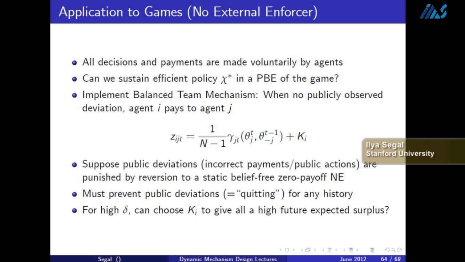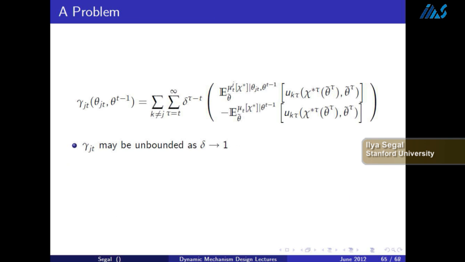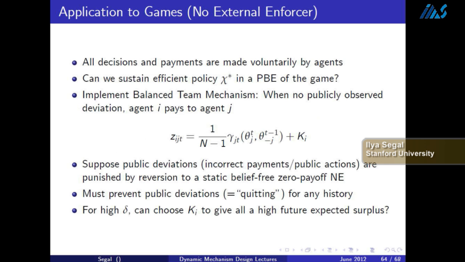And the question is, can you do it? Well, you can do it if you can make sure that, of course, you want agents to be patient so that the gains of future cooperation are high enough to induce them not to deviate. And you can play with this constant ki so that you can spread these gains, so that you make sure all agents are getting something out of this cooperation. But there's one challenge though, okay? And the challenge is how big are these payments gamma jt?